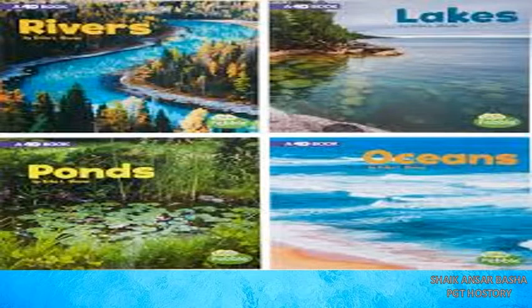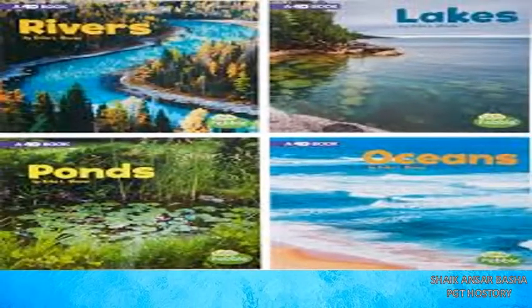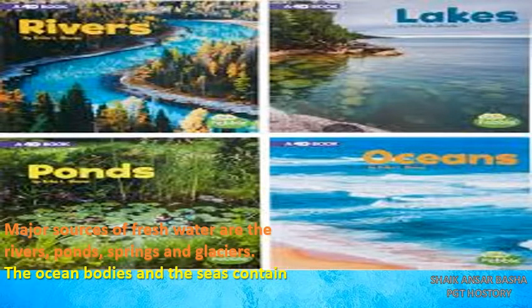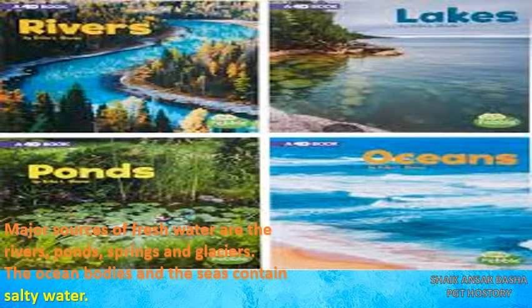Water is found in many places. The majority of water is found in oceans, 97%, and also in ponds, rivers, lakes, glaciers. These are all the various important major sources of water. Major sources of fresh water are the rivers, ponds, springs, and glaciers. The ocean bodies and the seas contain salty water. Oceans have salty water. Salinity is more.